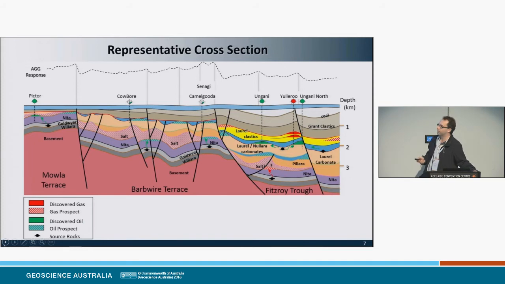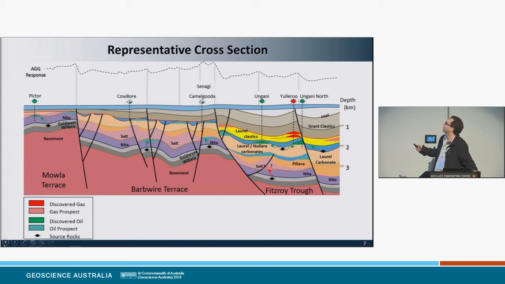Here's a quick representative cross-section of where our play types sit, and I've also put a sort of response of the AGG across this type of terrain. Here we have Ungani, and it sits in the Laurel Formation through here. This major bounding fault leads onto our terrace areas through here, and we've got some interest in this area with some plays that we tried to follow up on last year at this well called Tsanagi without too much success, a couple of little oil shows.